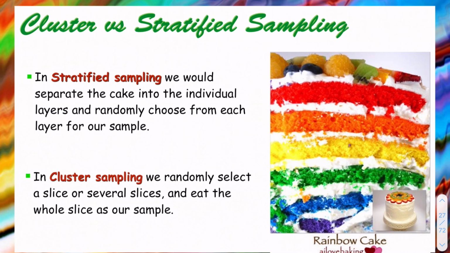Your book uses this, and I think it's a great little analogy. In stratified sampling, if you think of a rainbow cake, we would separate the cake into the individual layers and randomly choose from each layer for our sample. So if we peeled off each layer of the cake, then we can get a sample of each little bite. In cluster sampling, we randomly select a slice or several slices of that same cake and eat the whole slice as our sample. So the whole 5 layers, or however many in this rainbow cake, would be our selection.